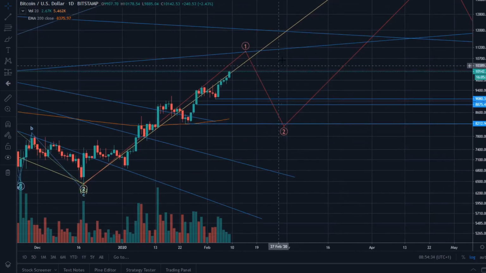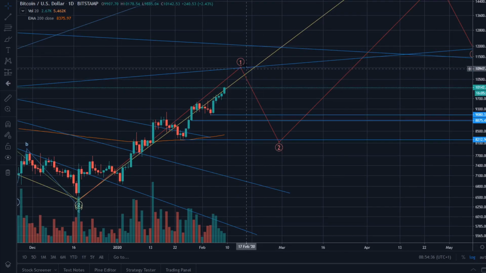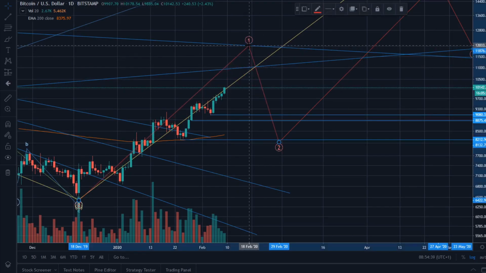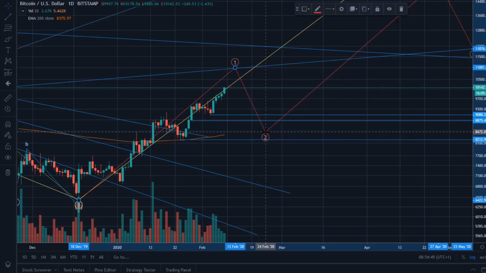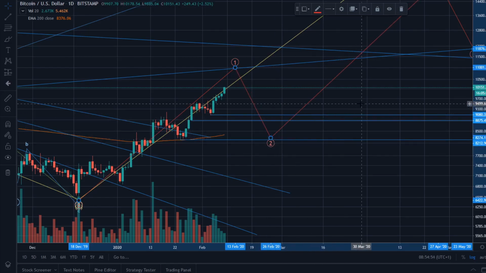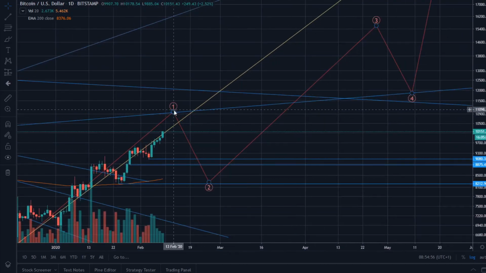So in my opinion, from either of those trend lines, be it this one or this one, I just cannot tell right now which one it's going to be, we will see a very sharp and steep correctional move, which can go all the way down into this $8,000 range, and should go down there. And from there, Bitcoin should gather enough momentum just to have the power for this wave 3 that breaks all the way through those trend lines, and basically takes Bitcoin to $15,000 or $16,000.